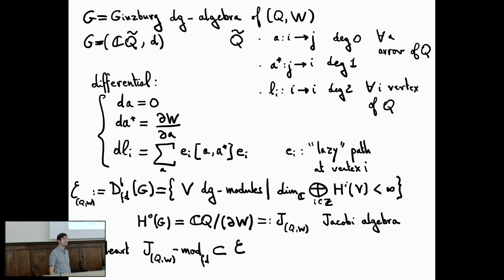I'm sorry, what's the graded object in your DG algebra? So the DG algebra is this path algebra. A path is a combination of arrows, and every arrow has a grading. So every element in this algebra has a grading. And you can check the differential is compatible with this grading.